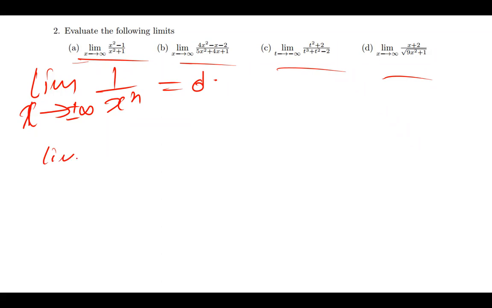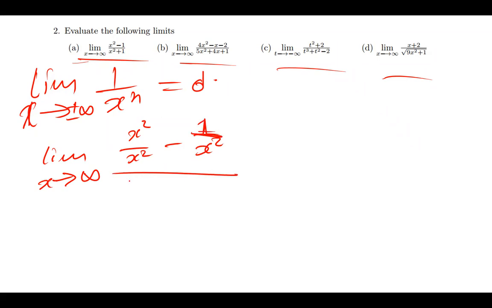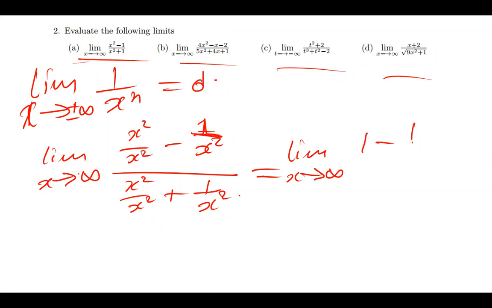So we'll have the limit as x approaches infinity of x squared over x squared, minus 1 over x squared, and everything divided by x squared over x squared, plus 1 over x squared. Before we even start, x squared over x squared is 1. So we have the limit as x approaches infinity of 1 minus 1 over x squared, over 1 plus 1 over x squared.